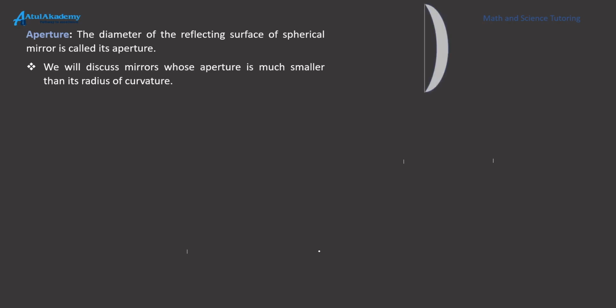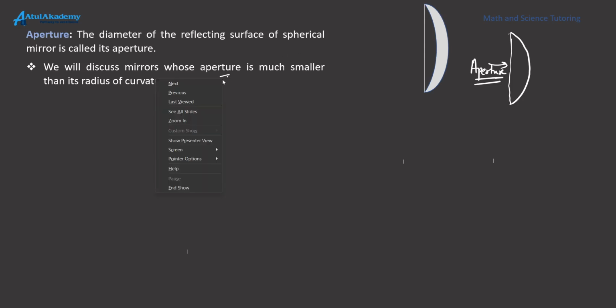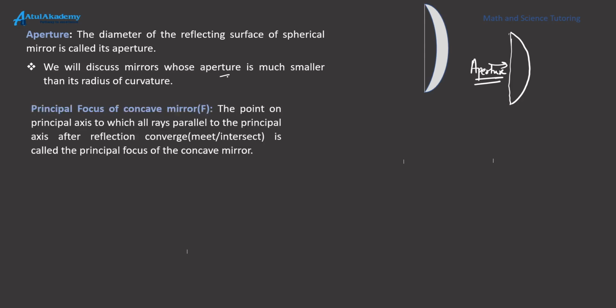So what's this aperture? Let's see. Aperture is this thing. If you talk about a spherical mirror, this is the spherical mirror, and the distance from here to here, the diameter of the reflecting surface, is called the aperture. That's the aperture: the diameter of the reflecting surface of a spherical mirror. In this chapter you will be studying mirrors with aperture smaller than the radius of curvature.